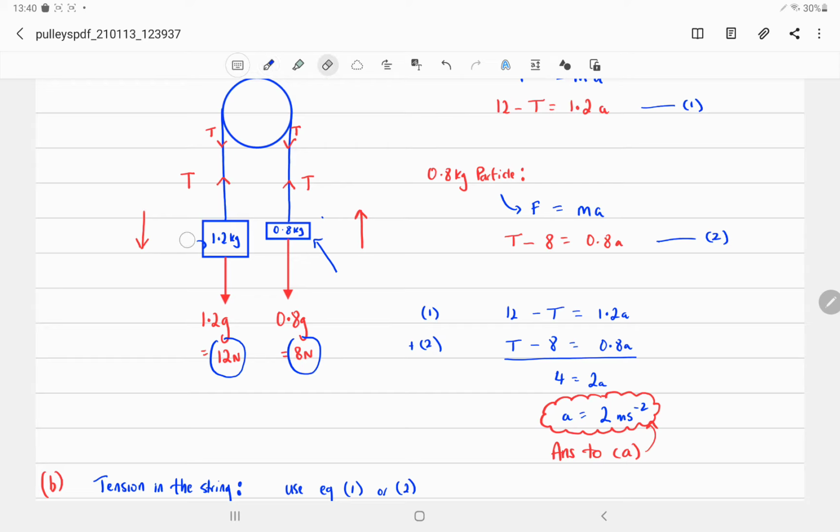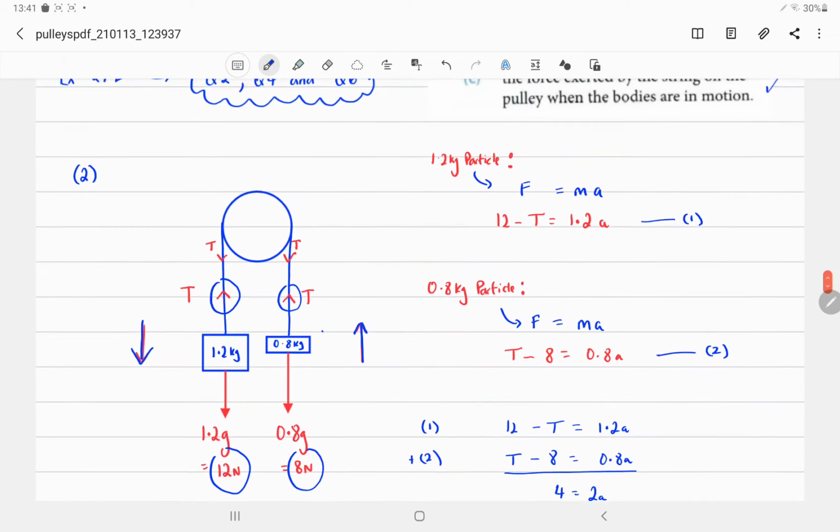So our forces acting down are 12 newtons and 8 newtons. Look at the direction of travel of the two particles. The heavier one is going to go down and the lighter one is going to go up towards the pulley. So the two forces acting on the 1.2 kilogram body are 12 newtons acting down and T acting up. The two forces acting on the 0.8 kilogram body are T acting up and 8 newtons acting down.